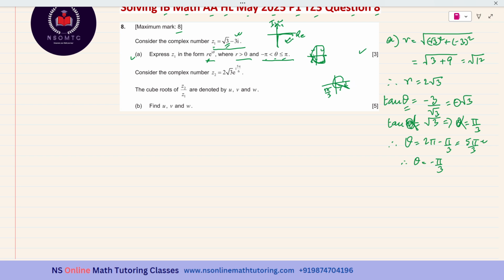It will be 2 pi minus 5 pi over 3, which will be equal to, and there will be the negative sign in front, of course, negative pi over 3. Okay. So theta is equal to negative pi over 3. Therefore, Z1 is equal to R, which was 2 square root of 3, e to the power of negative i pi over 3. Okay.